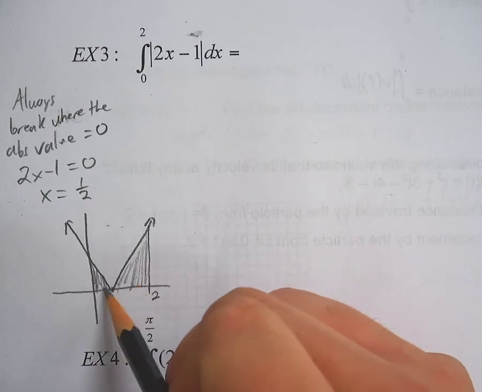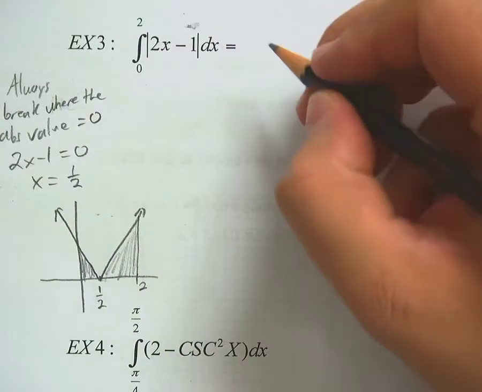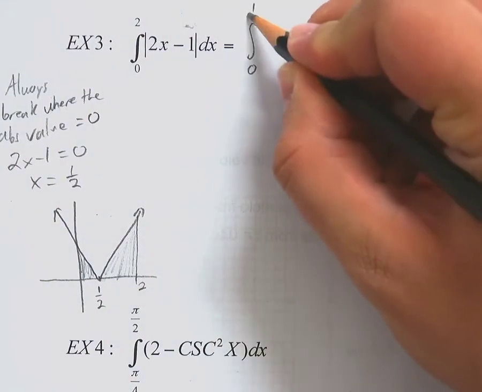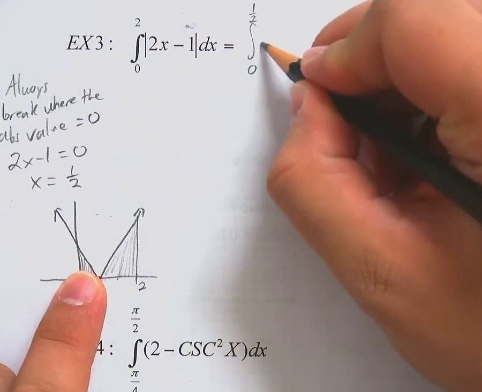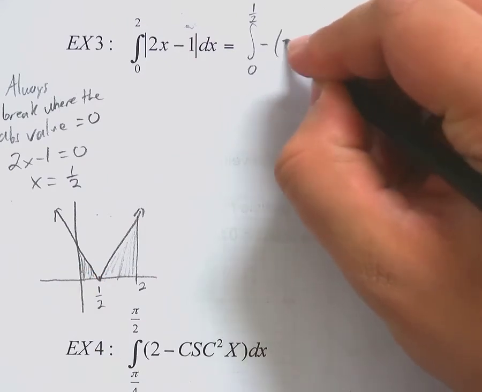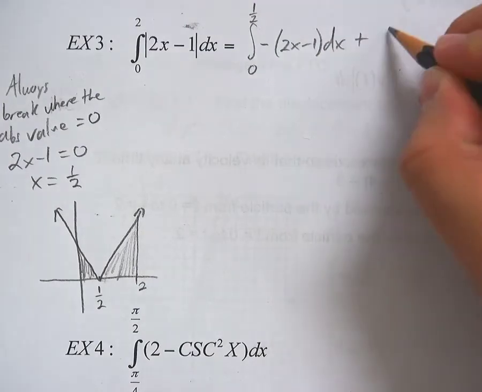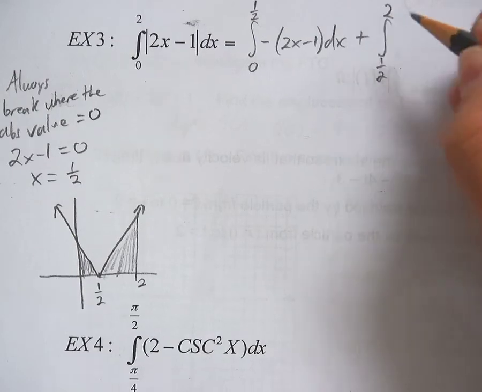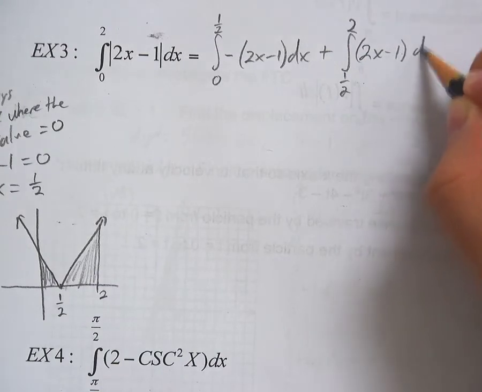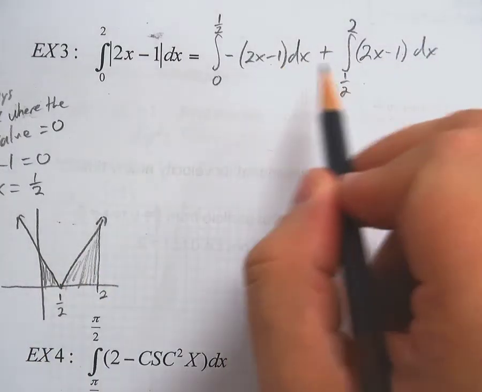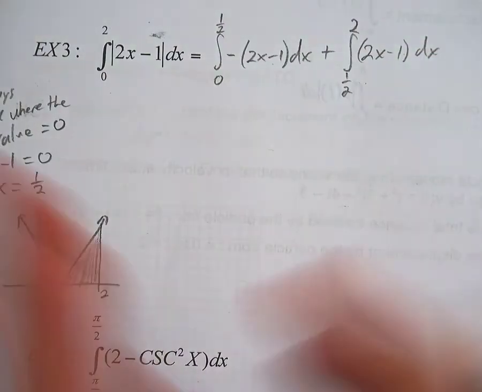So what I'm going to do is break this up. This is my C value. This is the same thing as the integral from 0 to 1/2, and this is the negative portion, so it's negative 2x minus 1 dx, plus the area from 1/2 to 2. This is going to finish it out, of the positive side of 2x minus 1 dx. Remember, if we break this thing up, like if we were rewriting it as a piecewise function, we'd start out with the negative side and then the positive side, left to right.